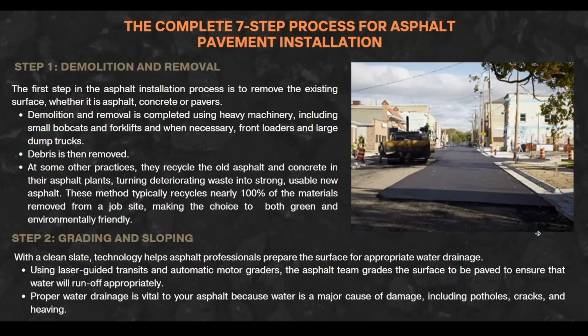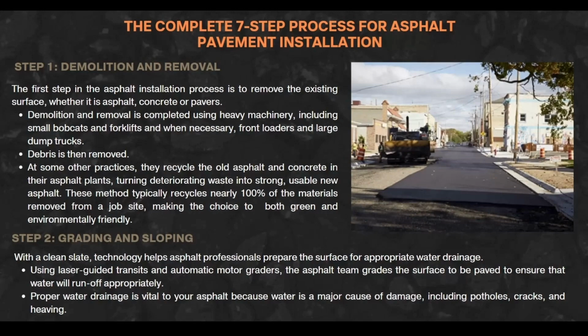The complete 7-step process of asphalt pavement installation. First, we have to demolish and remove. The first step in the asphalt installation process is to remove the existing surface, whether it is asphalt, concrete, or pavers.